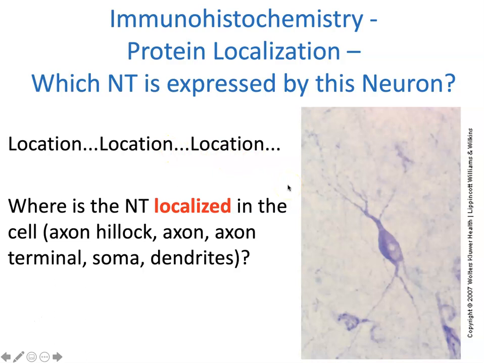Where is the neurotransmitter located? Is it located at the axon hillock, at the axon? Is it already at the terminal? And so immunohistochemistry really helps quite a bit to help you find either the receptor or the neurotransmitter. Remember that you have to use antibodies that are specific for these two different types of proteins, but then once you have labeled them, you should be able to see them.